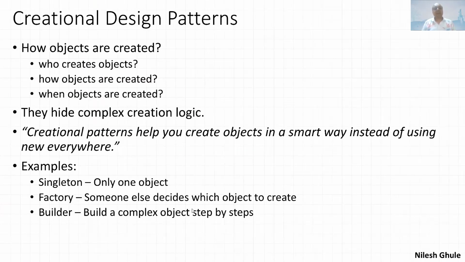Creational design patterns talk about who is creating the objects or how objects are created. When objects are created, they hide the complex logic of the object creation. You can put it like this: creational patterns help you to create objects in a smart way instead of using just a new operator. The typical examples are the Singleton design pattern, factory design pattern, and builder design pattern. We implemented all these three.